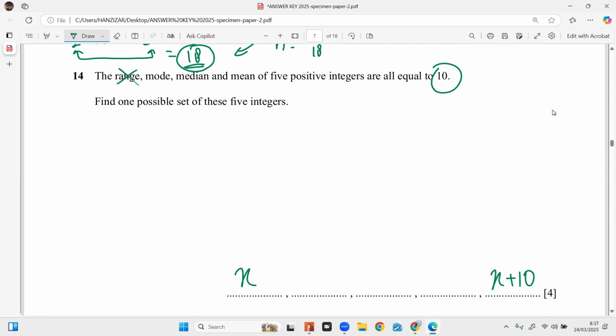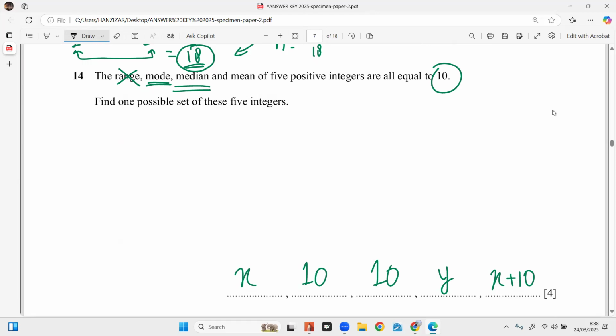So we cancel the range. The median is 10. Write down directly that the median is 10, right? And then the mode is 10, so at least we have two tens here. And this would be a number that is greater than 10. Make sense? Let's say y. We don't know the answer yet. Okay, so if we do the working, this is the way.